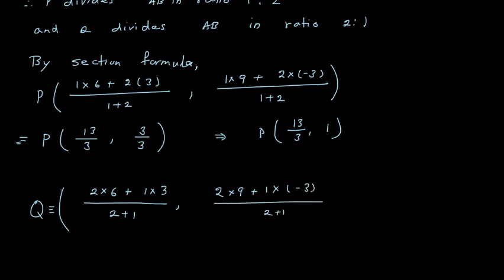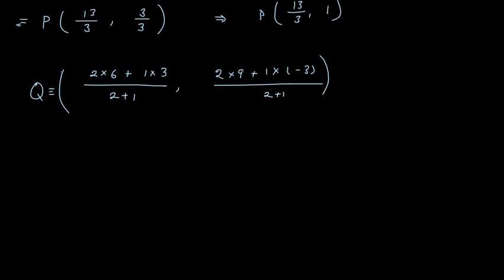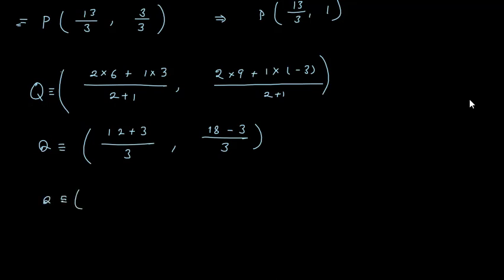So here this point Q will be 6 to the 12 plus 3 divided by 3, and here it is 9 to the 18 minus 3 divided by 3. So this Q is 12 plus 3, 15, 15 divided by 3, 3 5 the 15, and 18 minus 3 is 15, 15 divided by 3, 3 5 the 15. So point Q is 5 comma 5 and point P is 13 by 3 comma 1.